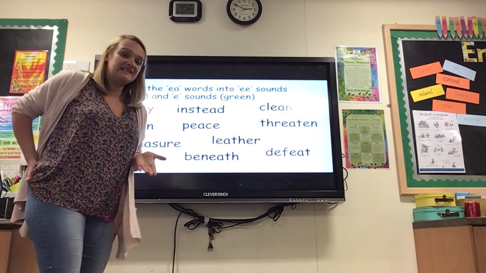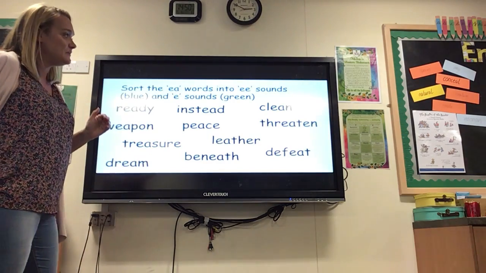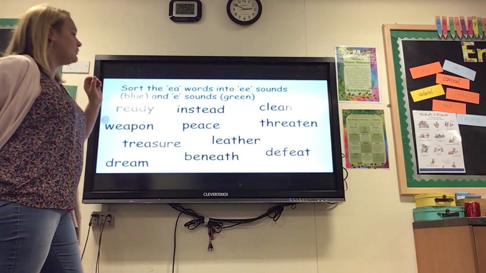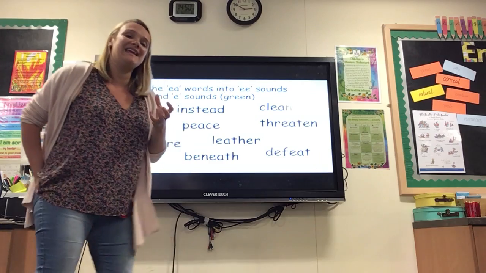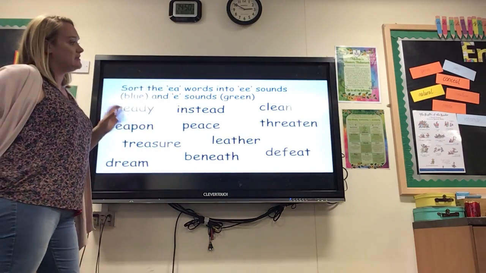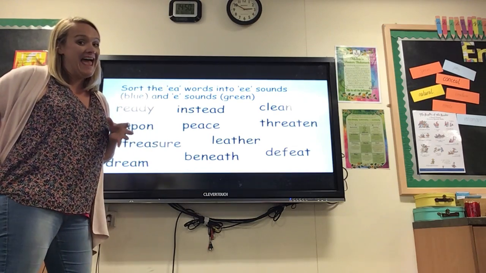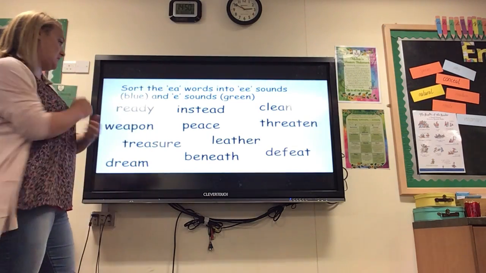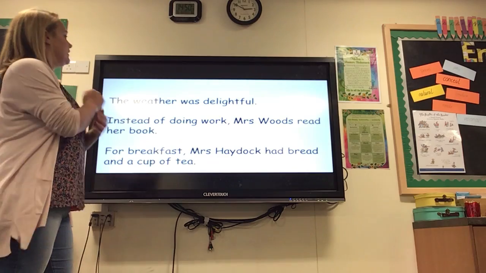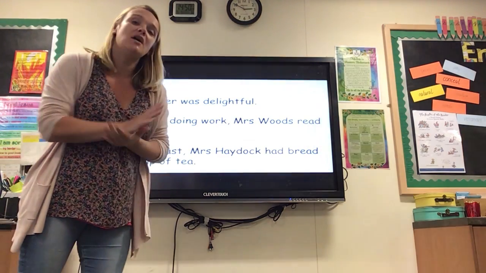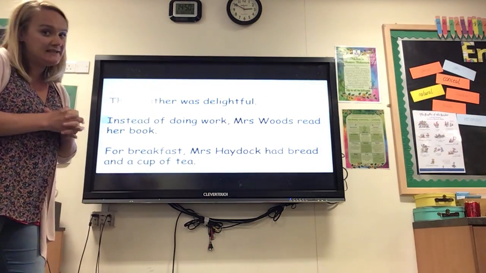Right, sorting time. Have a look at these words. So I want you to, one, the ones that make the long E sound, I want you to colour that in blue. And the ones that you think might make the short E sound, colour them in green. Okay? Right, have a look at these sentences. Pause me. Try reading them.